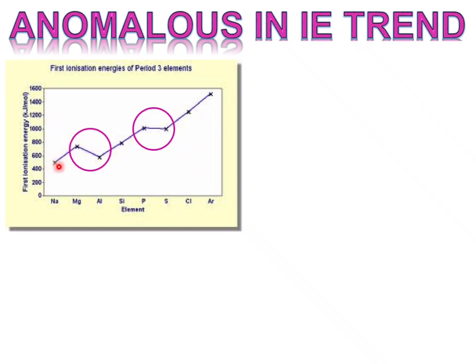So kenapa graf dia bukan garis lurus kan? Tiba-tiba dekat yang medium circle ni ada menurun, kan? Kat sini pun menurun juga. Boleh nampak? So ini yang kita panggil anomalous case. Anomalous ni madam kata special case. Kenapa? Between magnesium and aluminium dia menurun. Between phosphorus dengan sulfur pun dia menurun. Kenapa ini berlaku?